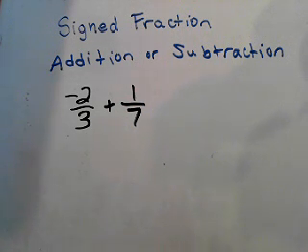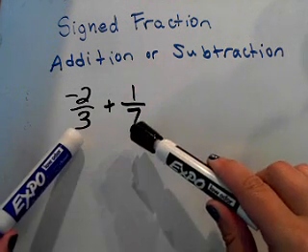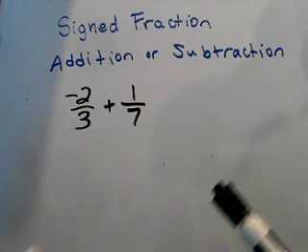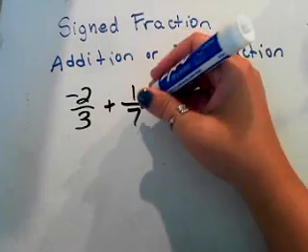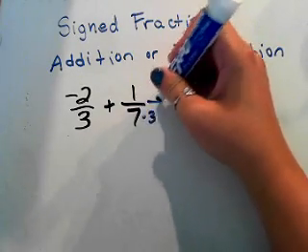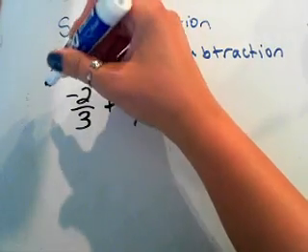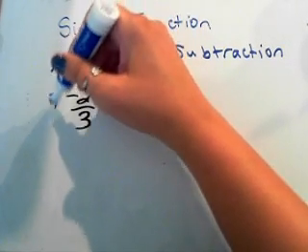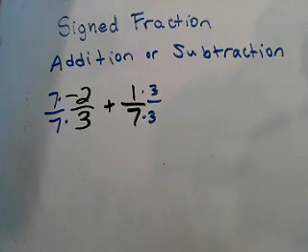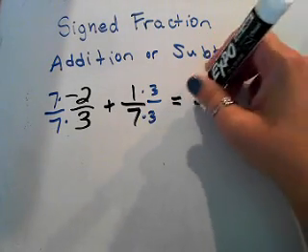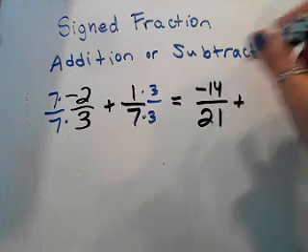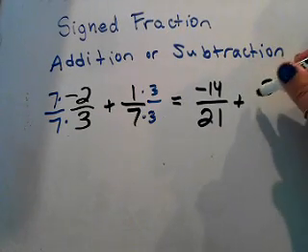What can we make them the same size? So the smallest number that 3 and 7 both go into seems to be 21. Notice too, if these don't have any common factors, then you can just multiply them together, gives you the least common denominator. So if I want to turn them both into 21, I have to multiply this one by 3 over 3. And I have to multiply this one by 7 over 7. So first one becomes -14 over 21 plus 1 times 3, 3 over 21.